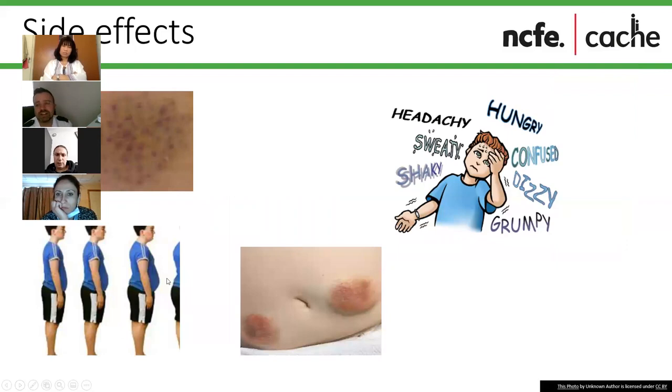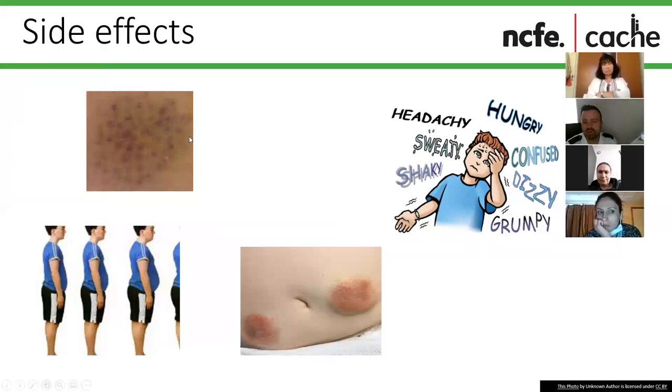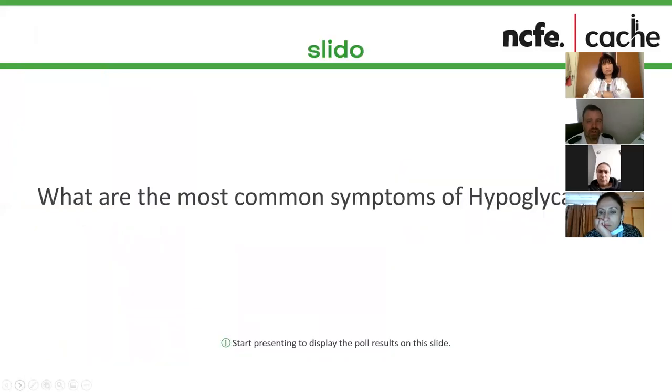Side effects of insulin. People can appear to be agitated, sweaty, shaking, grumpy, dizzy, confused. They can have symptoms sometimes of being almost drunken-like and being quite agitated. But equally, you've got in those pictures there the blotching. So this is obviously all the needle marks and stuff. So that's poor rotation. Yeah, so that would be really uncomfortable for somebody.